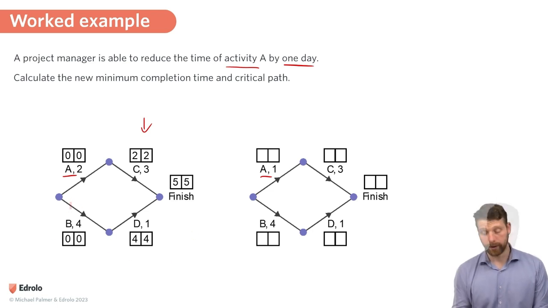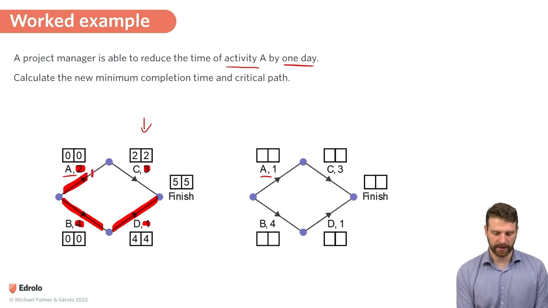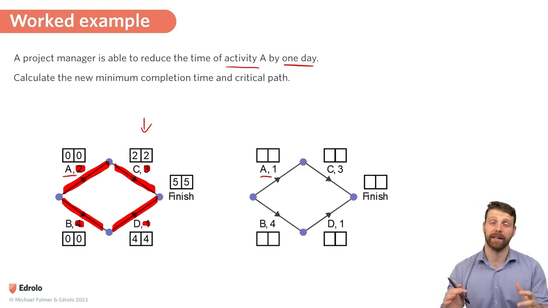So let's highlight that. What we can see is that actually there's 2 critical paths. So we can see that both of these paths take a total of 5. So 4 plus 1 is 5 and 3 plus 2 is 5. So there's actually 2 critical paths. There's 2 critical paths, and last time we saw I reduced the time on the critical path, and that reduced the minimum completion time of the project.